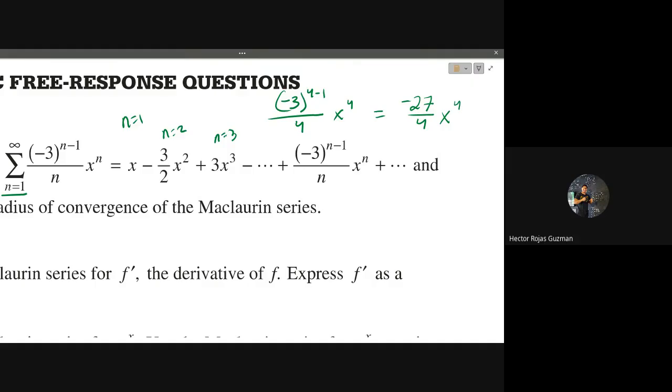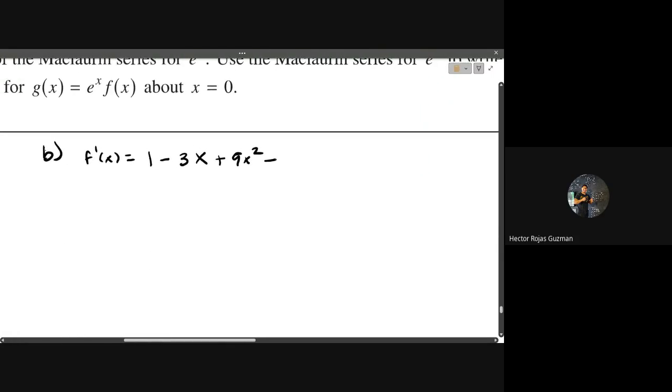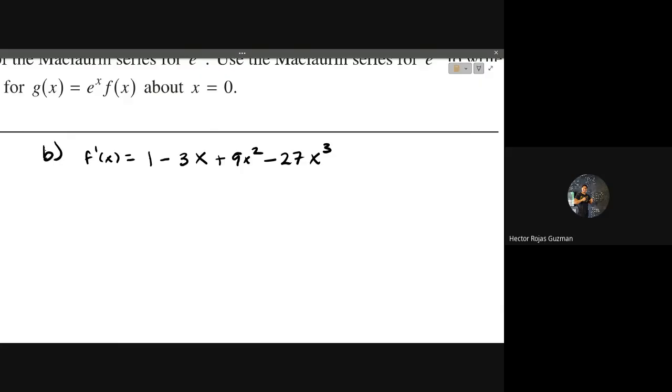Find its derivative. Negative 27 x to the power of 3. Write the first 4 non-zero terms, okay? And then also express it as a rational function. So basically they want me to come up with an equation for f prime. Oh, but at this point we already got 2 points.